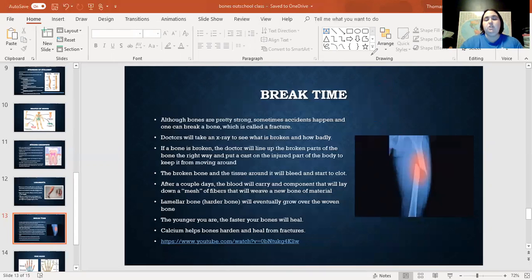So the broken bone and tissue normally bleeds and clots, just like when we scrape our knee. And then after a couple of days, the blood will carry a component that will lay down a mesh, like our platelets do, and weave a new bone material. And that's called lamellar bone that will eventually grow over the woven bone and make it stronger so that you can still be able to walk on it and do whatever. It's not going to be as weak as if it didn't have that lamellar bone. And the younger you are, the faster your bones will heal. Calcium helps your bones harden and heal from any fractures. So keep that in mind.